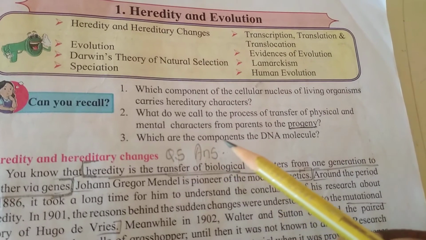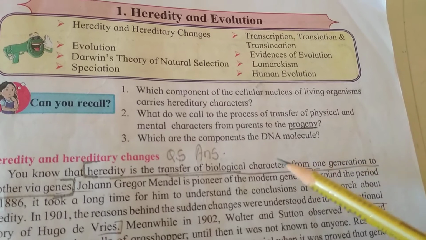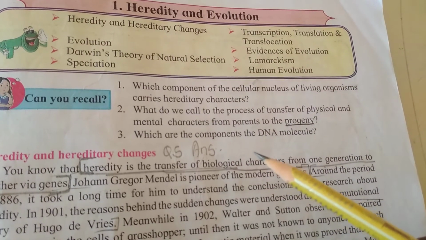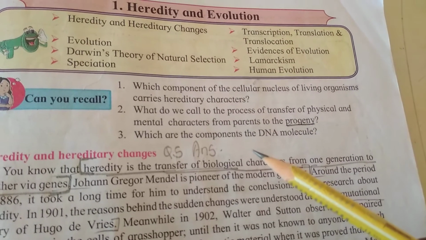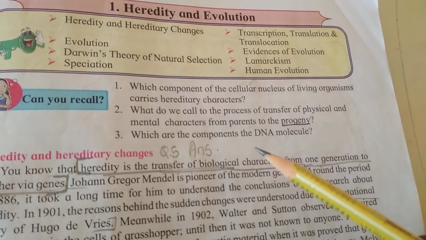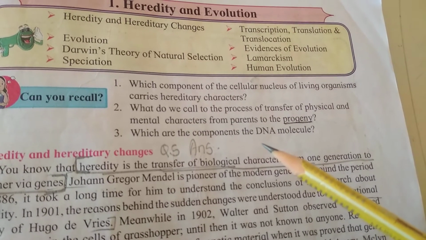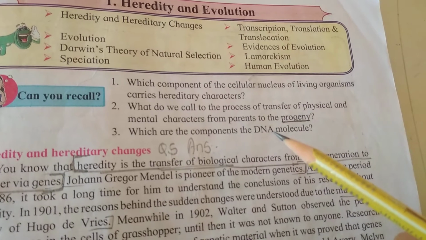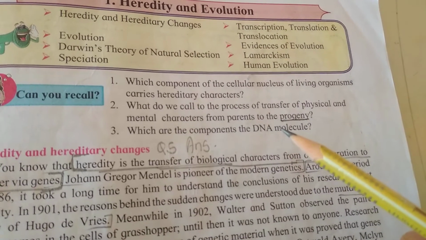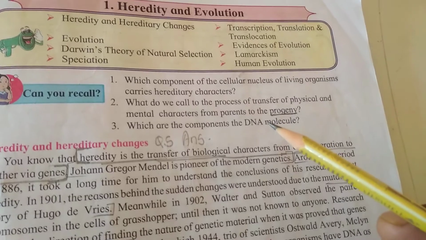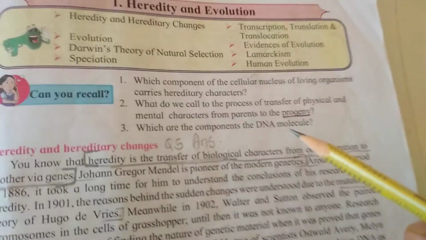Third one, which are the components of the DNA molecule? DNA has three types of chemical components: phosphate, a sugar called deoxyribose, and four nitrogenous bases, that is adenine, guanine, cytosine and thymine. So these all are the components of the DNA molecule.